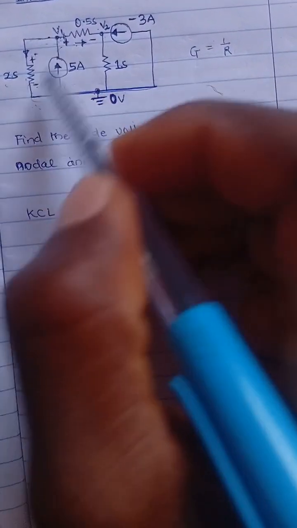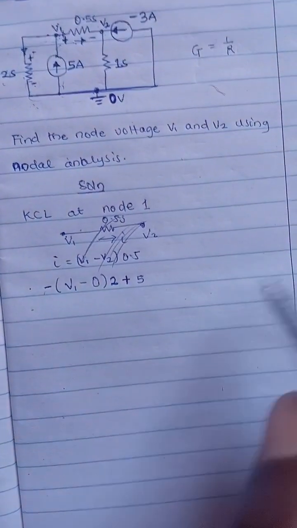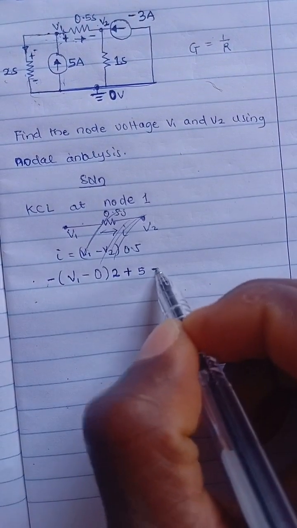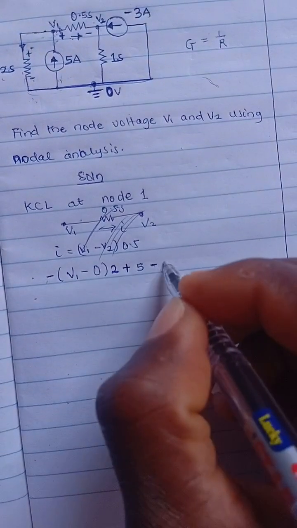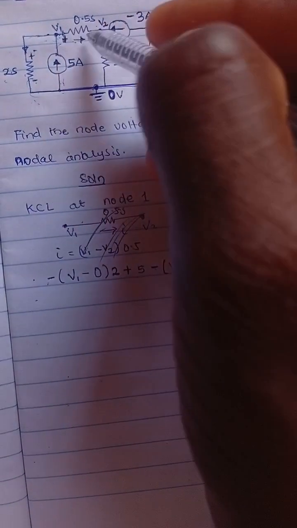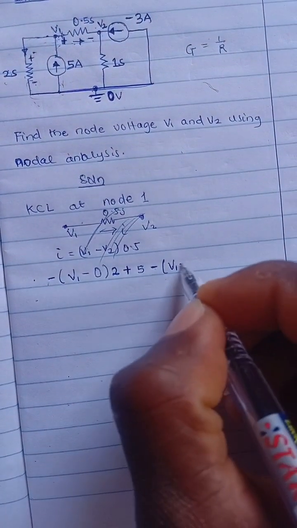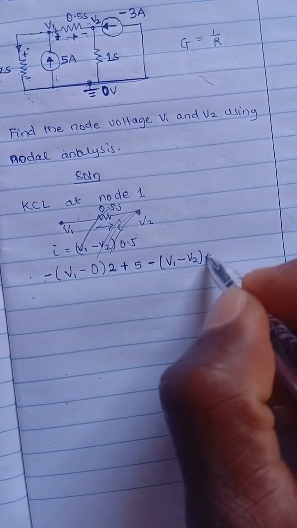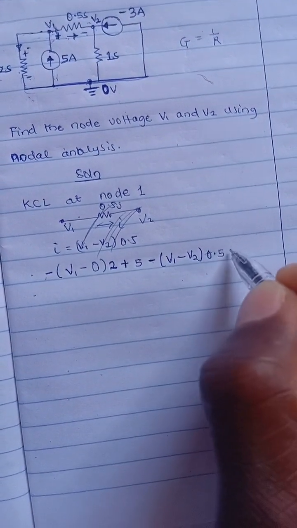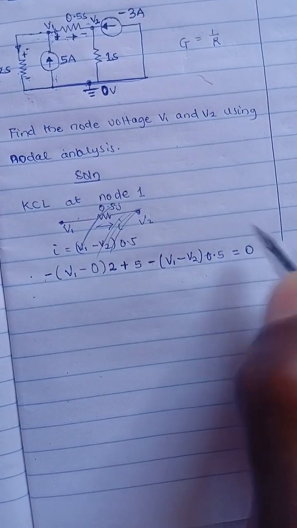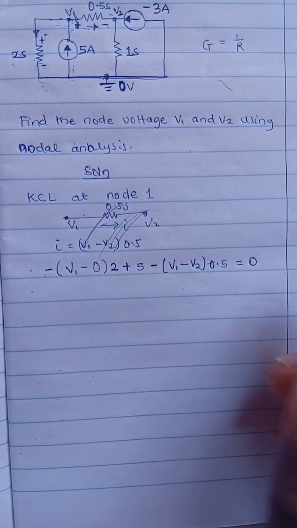Because you have to consider each branch current either leaving or entering. So if this is leaving, you need to give it a negative sign, and then that would be V1, the voltage at the positive terminal, minus the voltage at the negative terminal, that's V1 minus V2, multiplied by the conductance, which is 0.5. And then after you are done, you equate everything to 0. This is a statement of Kirchhoff's current law.